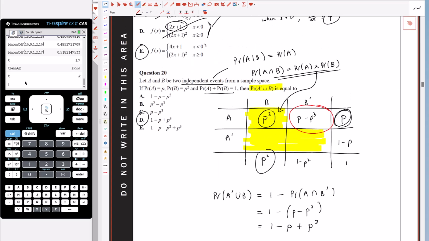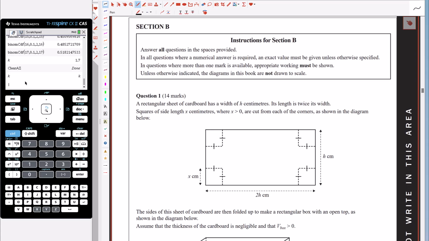Okay, that brings us to the end of the multiple choice. So let's move into the extended answer questions.